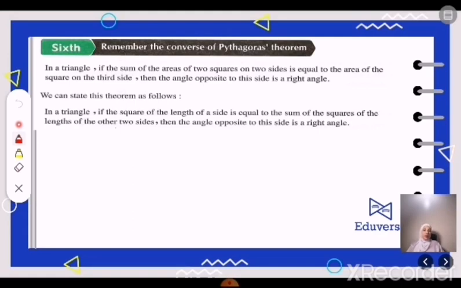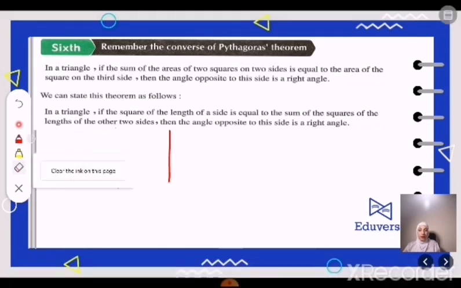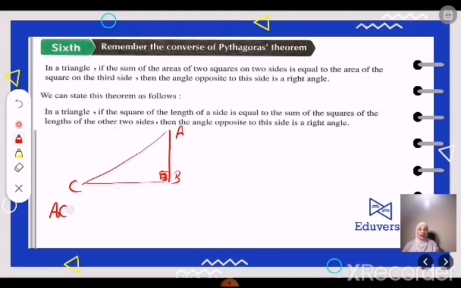Remember the converse of Pythagoras theorem. You already studied Pythagoras theorem in grade 7, so I will remind you of Pythagoras theorem itself. When you have a right angle triangle, to get any of the three sides, for example, let's get the length of AC. AC squared using Pythagoras theorem will be AB to the power of 2 plus BC to the power of 2.